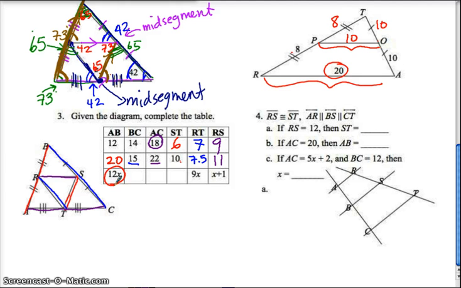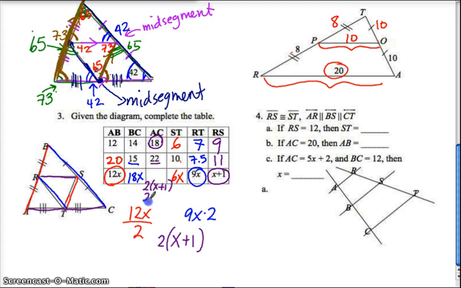So if AB is 12x, well, half of 12x, right, divide that by 2, we just get 6x. And then here, if RT is 9x, how do we go backwards? Well, we have to multiply that by 2. So this is 18x. And then our final one, if RS is x plus 1, we have to double it to go backwards here. So that's either 2 times x plus 1, or if you distributed, you could have written 2x plus 2.